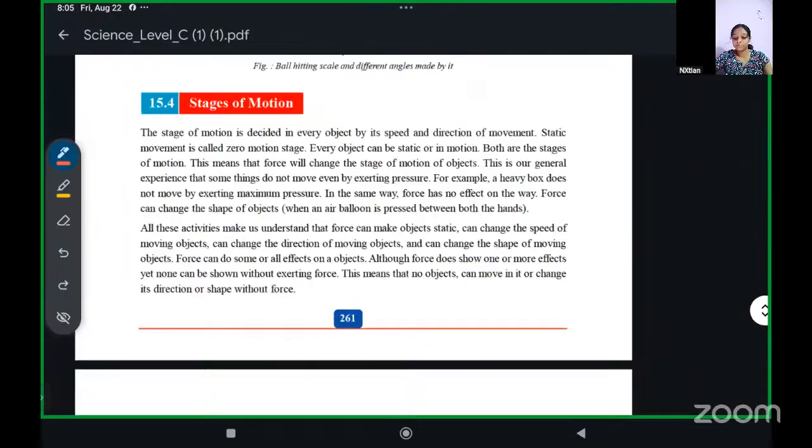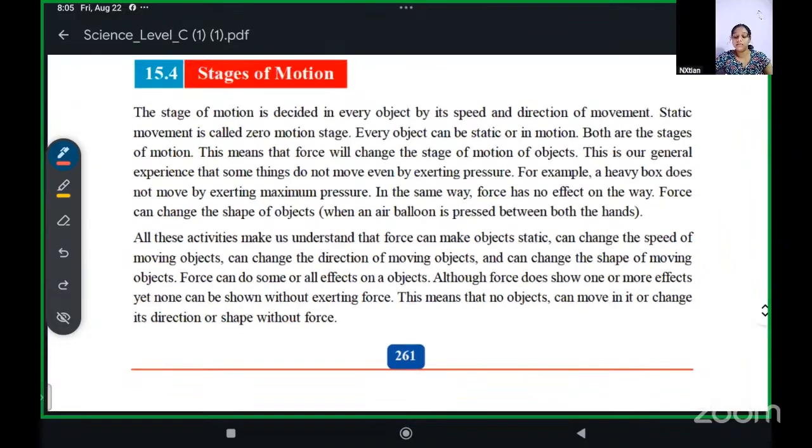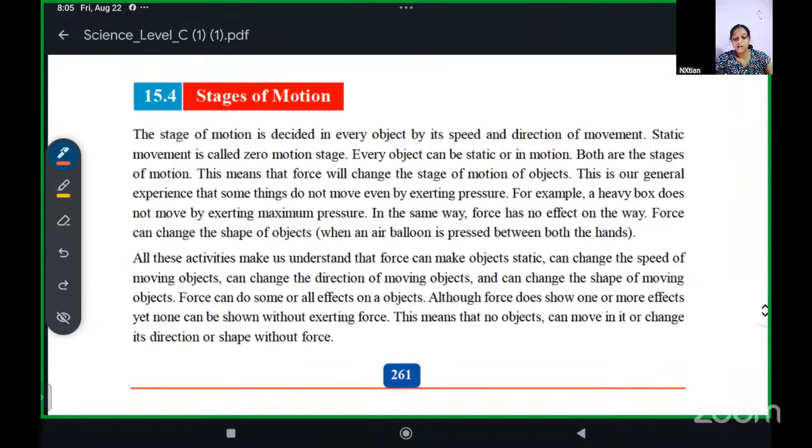Now, what are the stages of motion? The stage of motion is decided in every object by its speed and direction of movement. Static movement is called the zero motion stage. We determine it by the speed and direction of movement. The first stage, when the thing is not moving, or static, is called the zero motion stage. Every object can be static or in motion. Either it will be still or it will be moving.